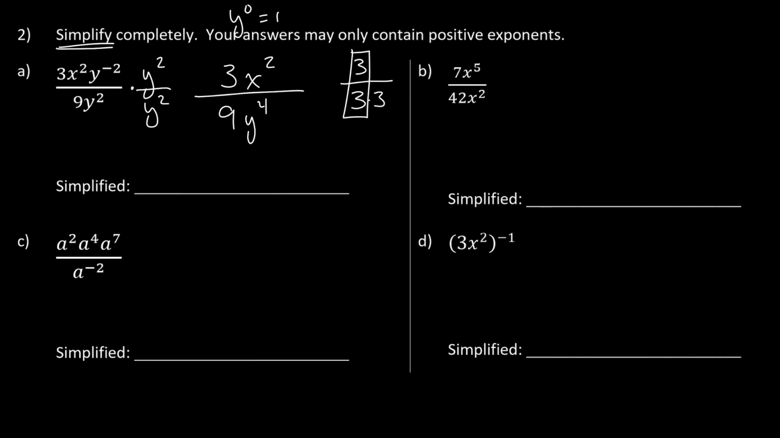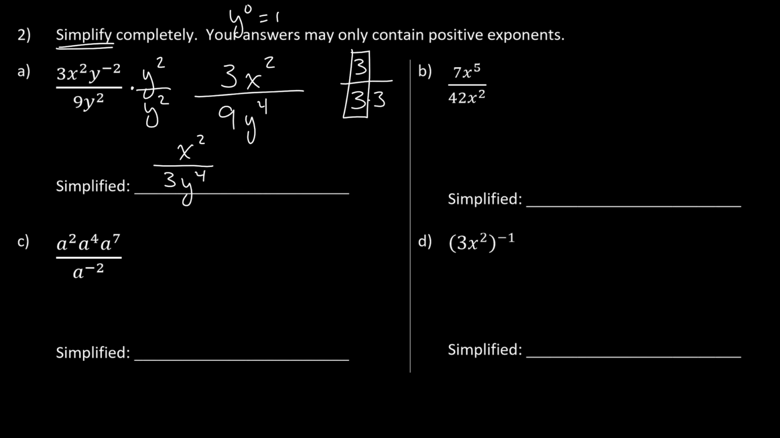There's a 1 in that numerator and a 3 in the denominator, so this becomes 1/3. So my final answer is going to be x to the second power over 3 times y to the 4th power. X to the second over 3y to the fourth. Let's jump over and look at B.